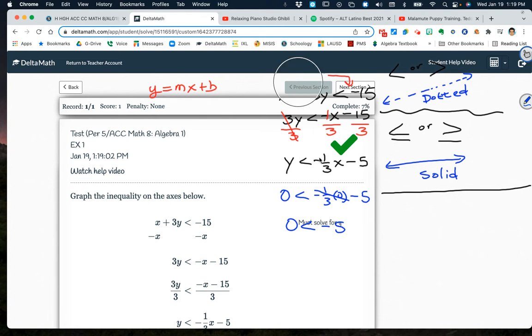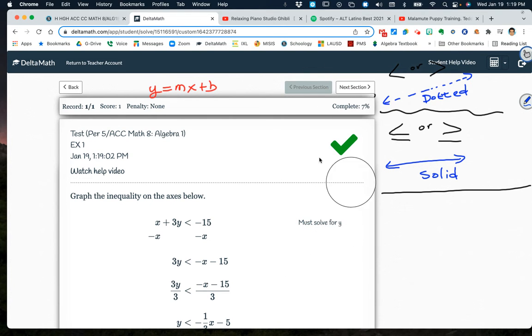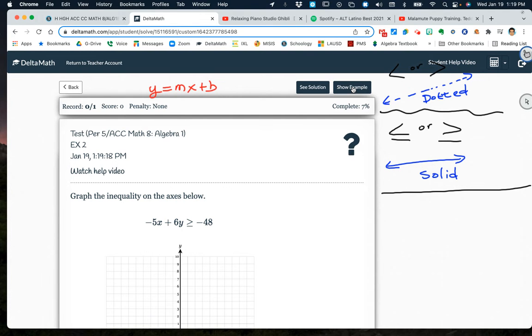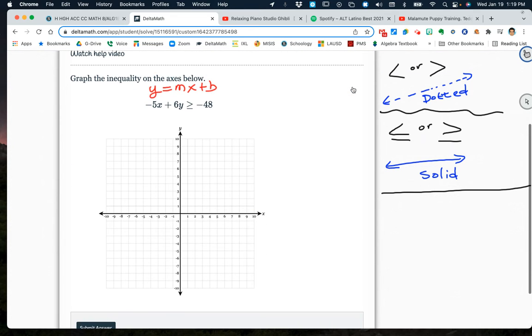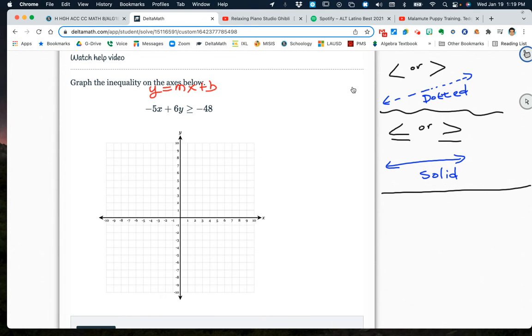So that's mainly what we're going to do, except since we are doing a little bit of algebra, sometimes dividing by negatives gets messy. So we've got to look out for stuff. Okay, so here we go. Let's go ahead and write this one and solve it. Negative 5x plus 6y is greater than or equal to negative 48.